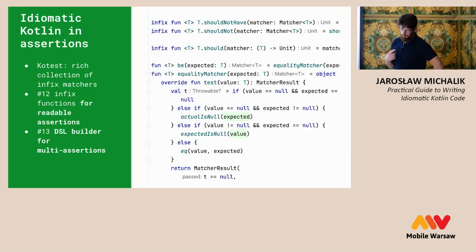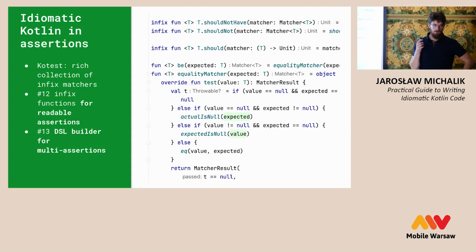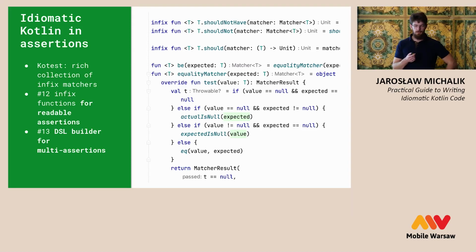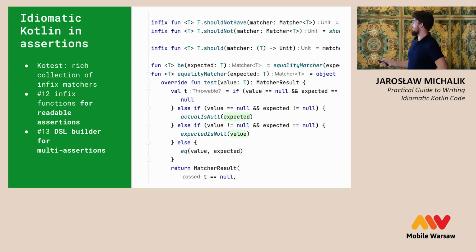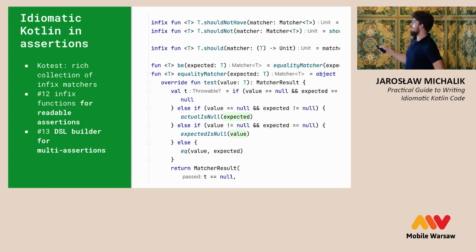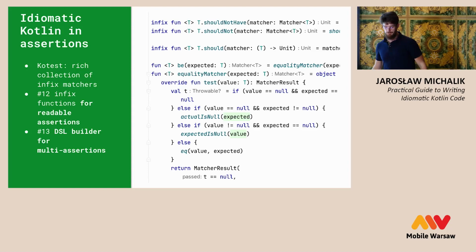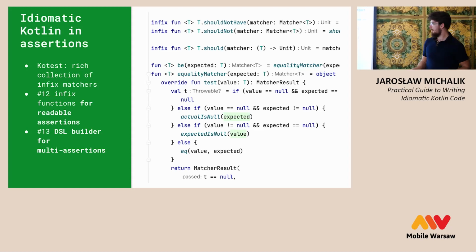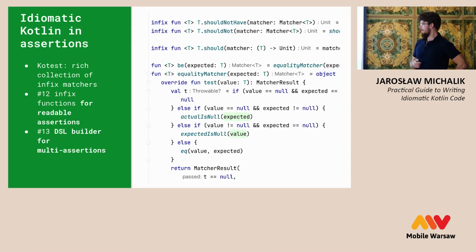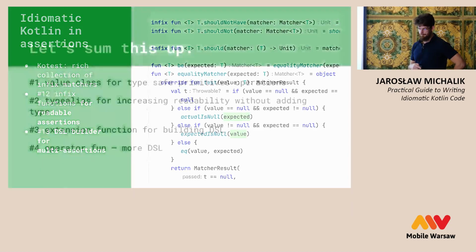So what we talked about in terms of testing. You should totally try Kotest. It was previously called KotlinTest. There are many matchers with this infix notation, should be, should not have, list should have size of something, so there are many cool functions. And again, idiomatic Kotlin in here, infix, DSL. And this DSL builder for multi-assertions is very nice. I'm using it in many tests.